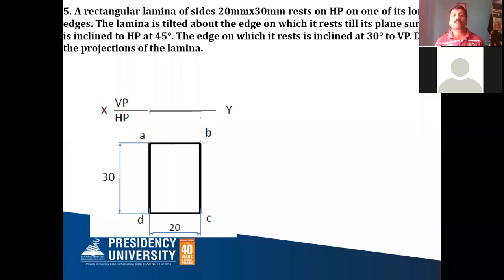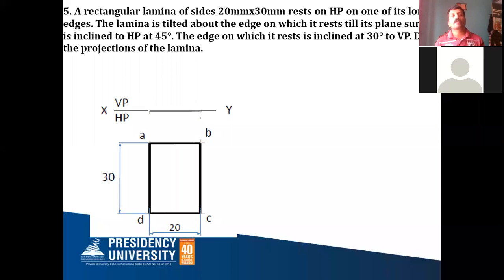The lamina is tilted about the edge on which it rests till its plane surface is inclined to HP at 45 degree. Third, the edge on which it rests is inclined at 30 degree to VP. So this is the edge which is resting on the HP. Either you can tilt it like this 30 degree, or like this 30 degree. In this position you have to draw all three positions, front view and top view.